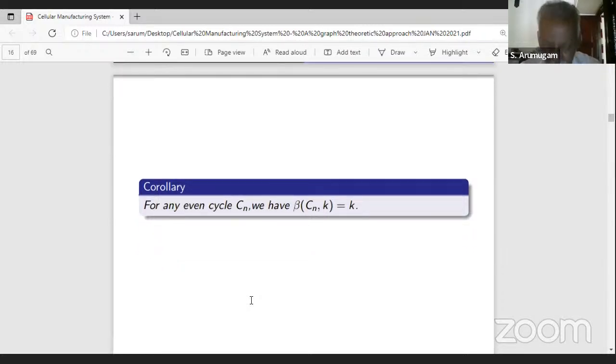For a cycle, it's exactly k. Can I quickly prove this? Take a cycle on 10 vertices. I want to delete edges to get exactly 3 non-trivial components. How will you proceed? 10 vertices lying on a cycle. I want to remove some edges and get exactly 3 non-trivial components. How will you start deleting? I'm saying exactly 3 components.